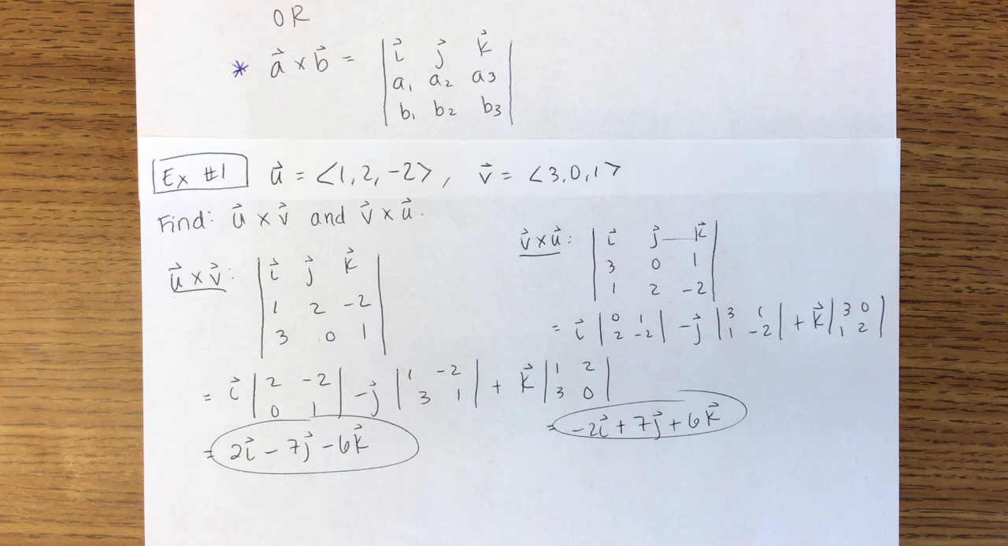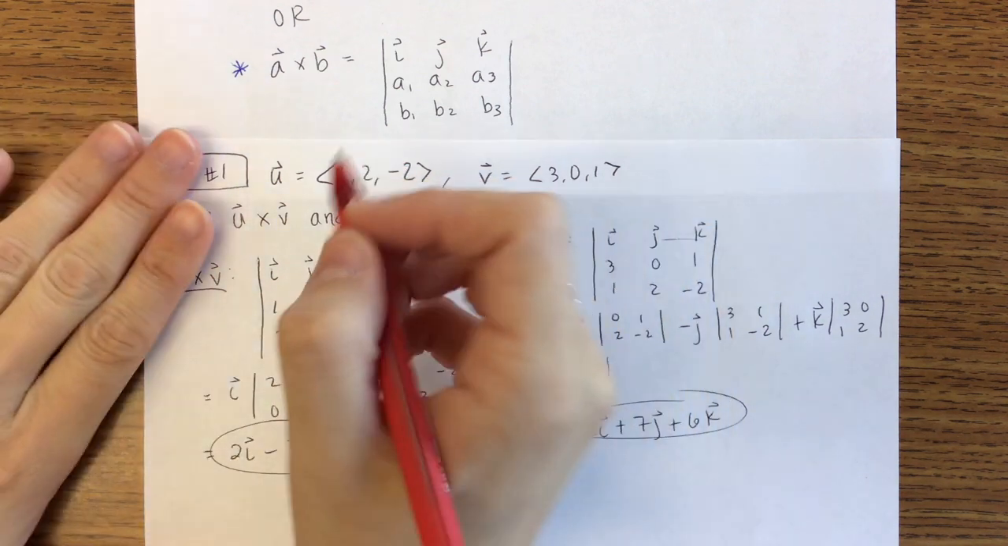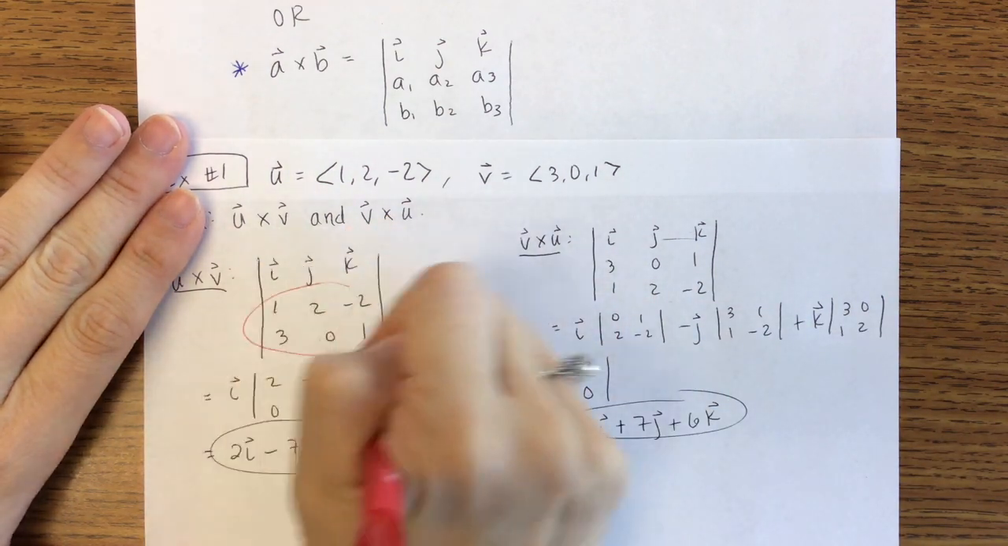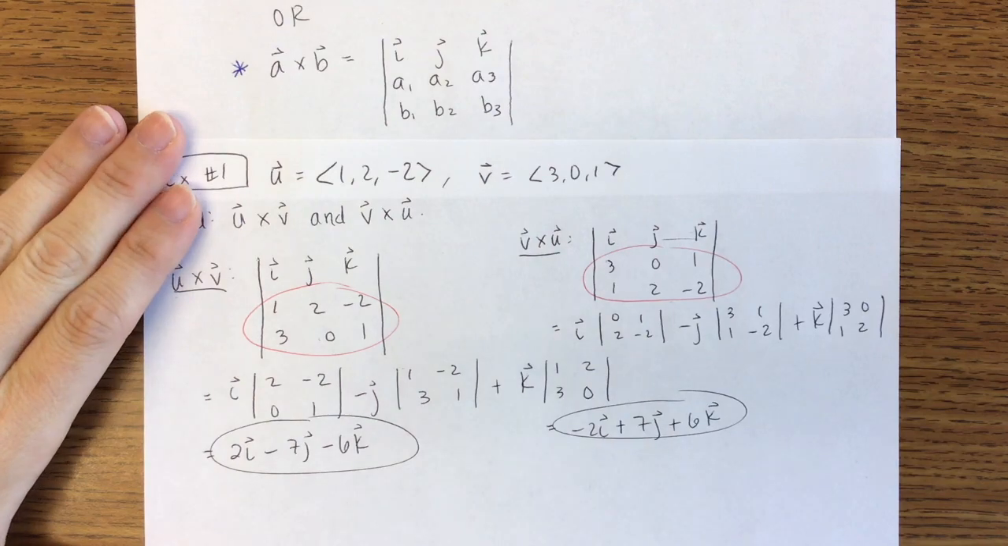Okay, so what we're going to notice, first of all, is that we did not end up with the same vector both times. We have the same components but opposite signs. Now, is that always going to happen? Well, let's look at what we did. We have almost the same two determinants that we're calculating, but we switched two of the rows.